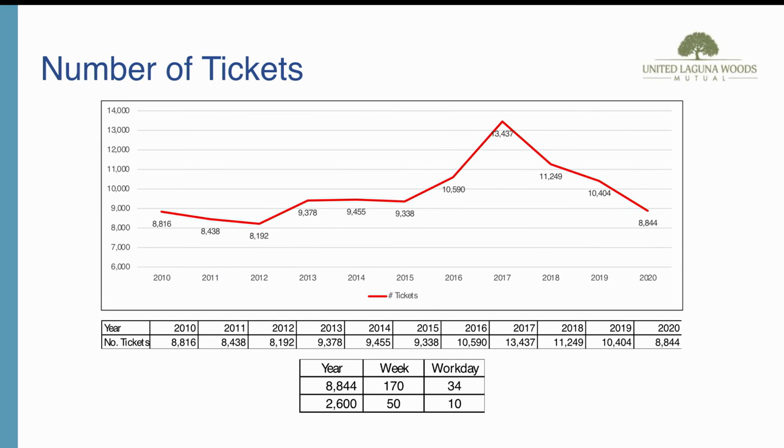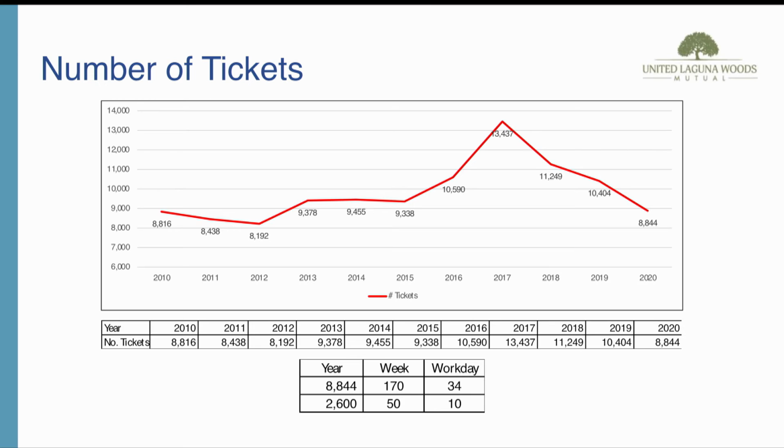Let's look at the last slide, which shows the number of tickets. In 2010 we have 8,816, and then 2011, 8,438. We peaked in 2017 at 13,437. At that time, Brett Hudson was the general manager, and he explained why things were going up, and we understand that. Then things gradually got better and better, and in 2020 we have 8,844 tickets received.